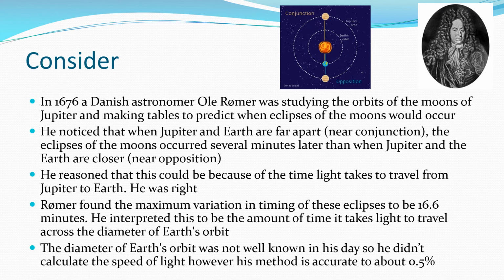All right, a little bit about the past, a little bit of history. A long time ago, in the late 1600s, a Danish astronomer was studying the orbits of the moons of Jupiter. So yes, we're talking about another dead white guy. Now, what he noticed was something a bit weird.